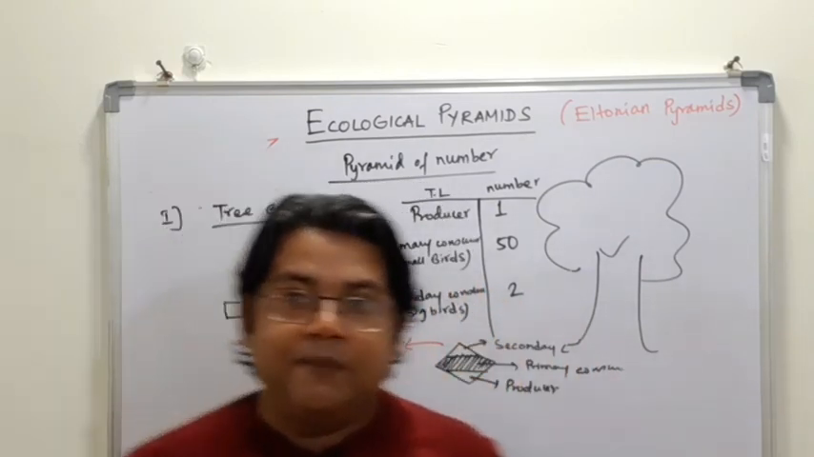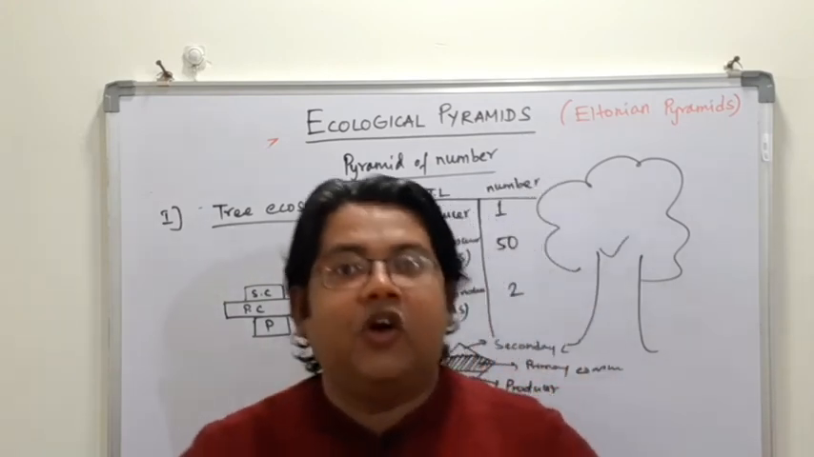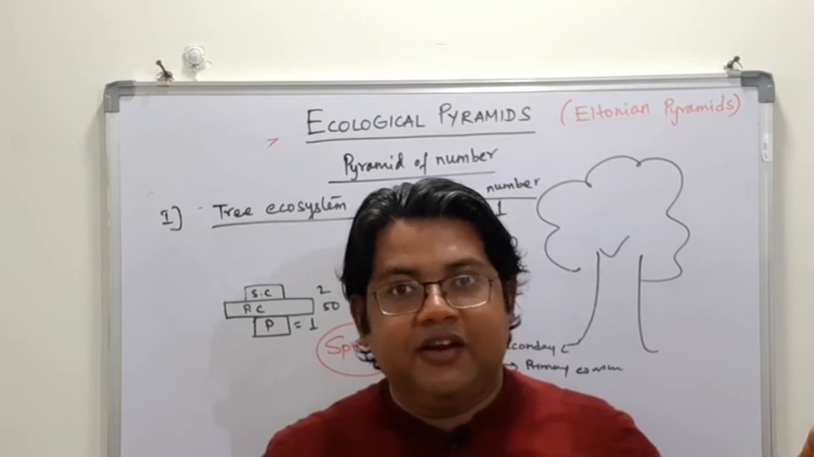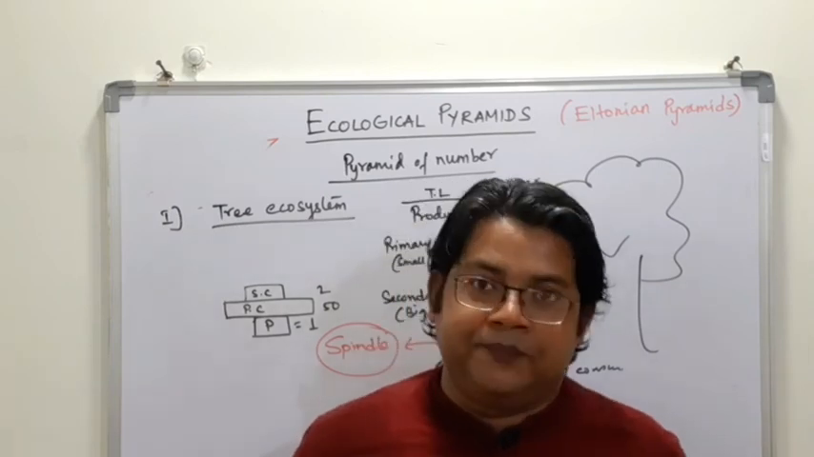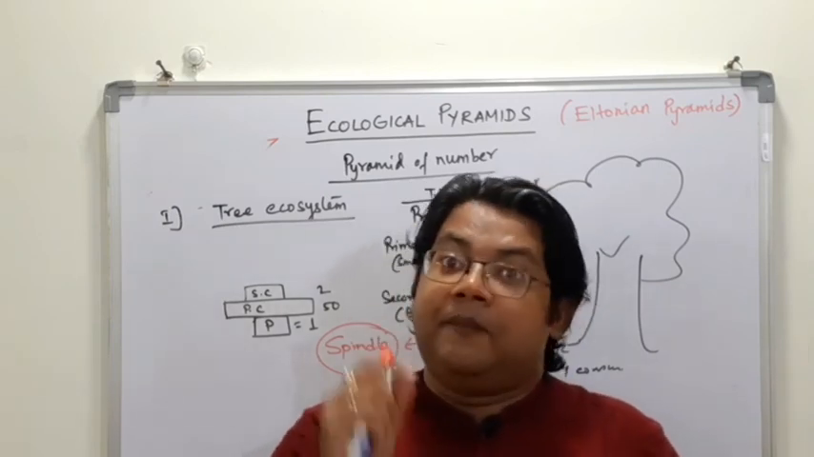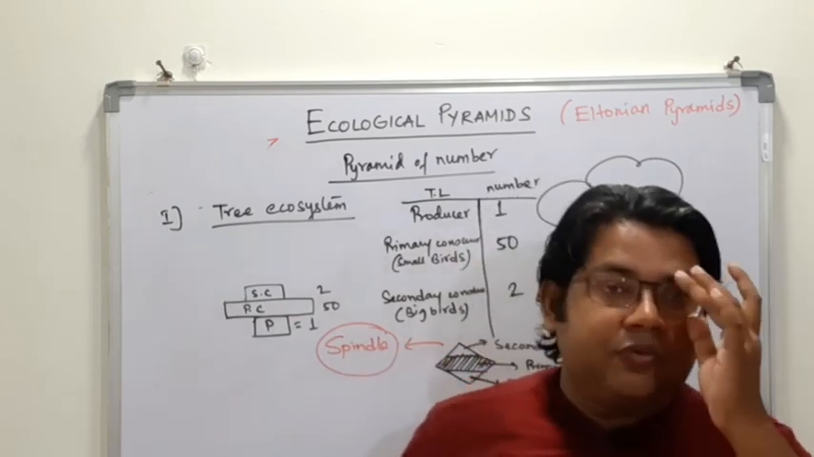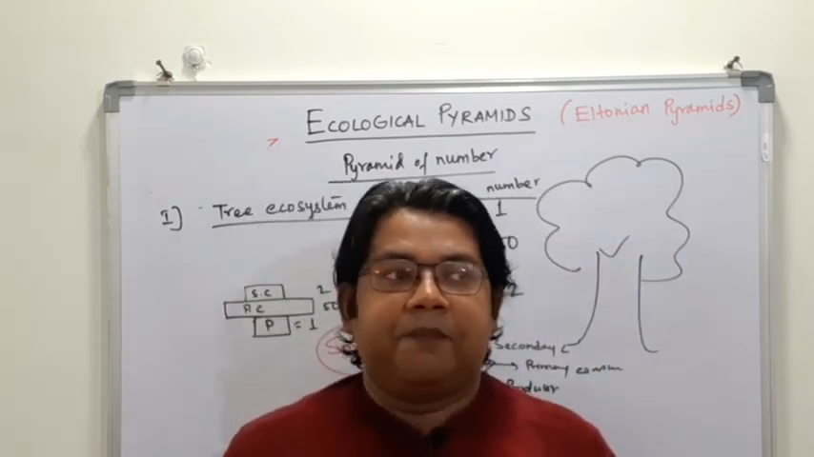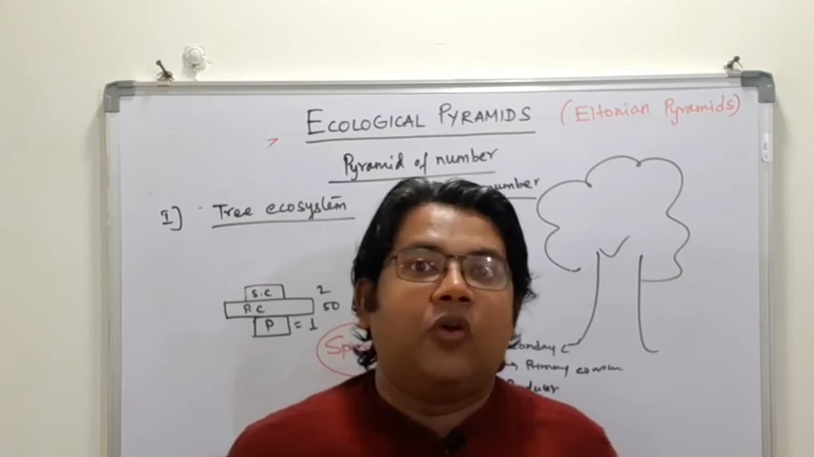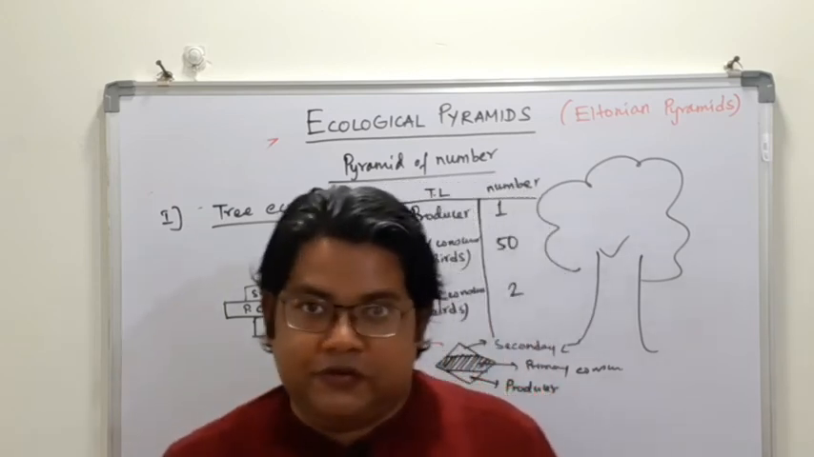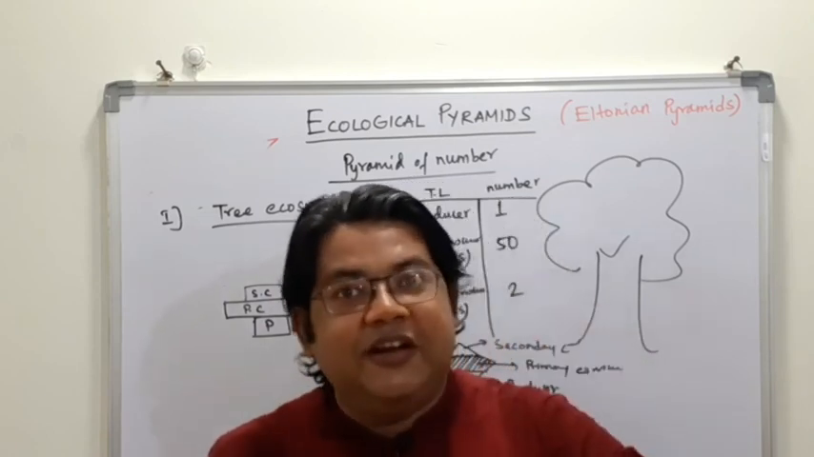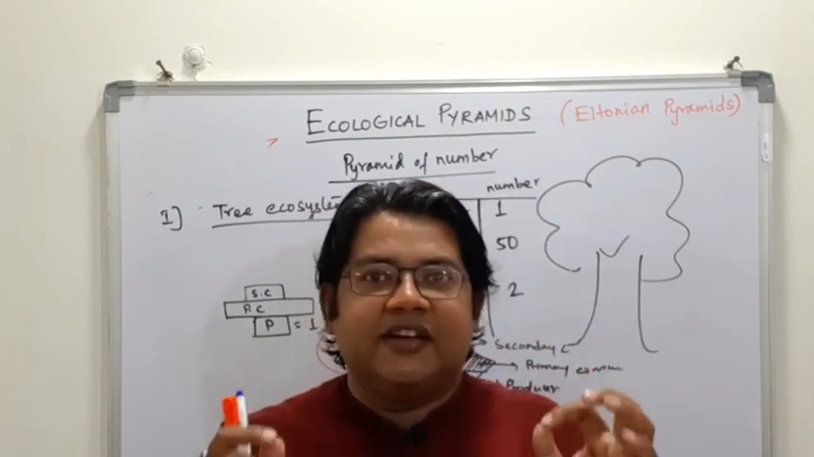So the pyramid of number is the graphical representation of the number of interacting individuals at each trophic level in a given ecosystem. Many times a multiple choice question comes that the pyramid of numbers is always upright, whether it is true or false. No, it can be inverted also, it can be spindle shaped also. So you have to understand this concept.